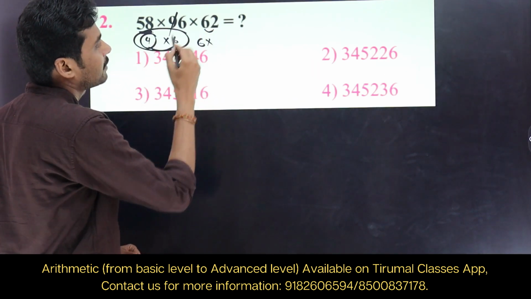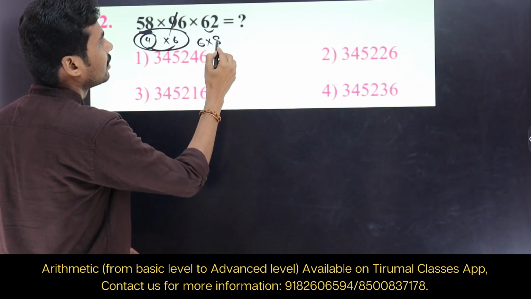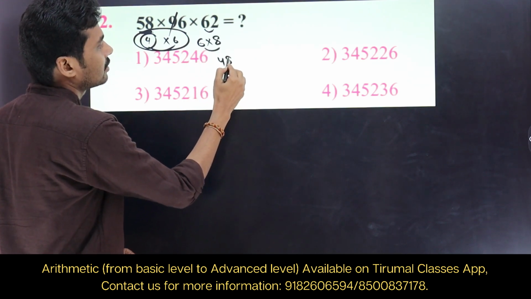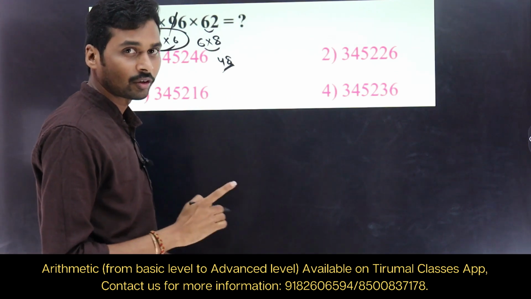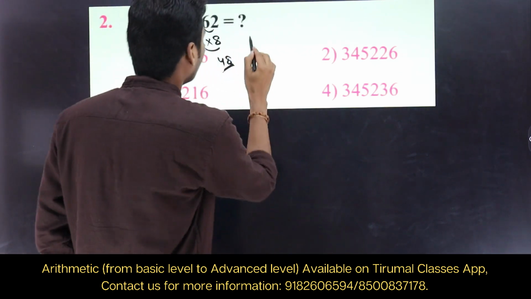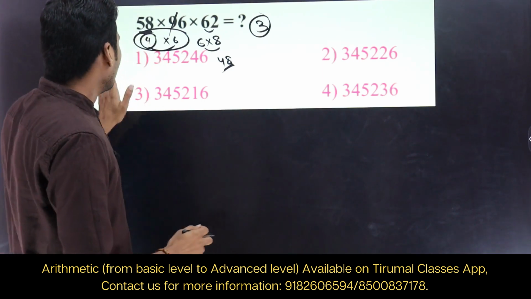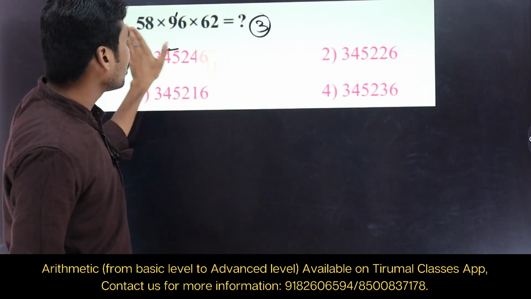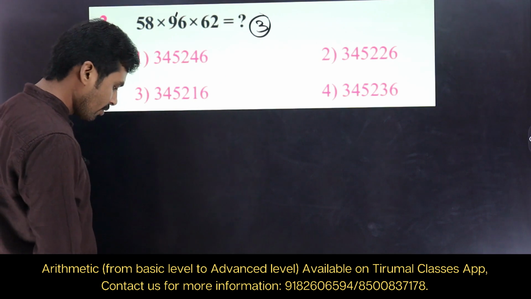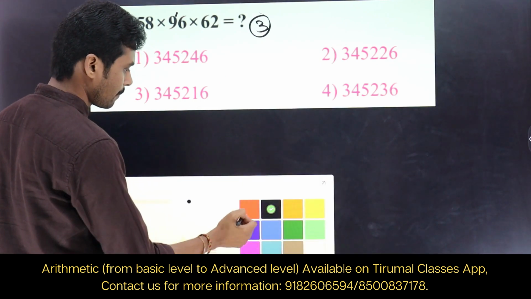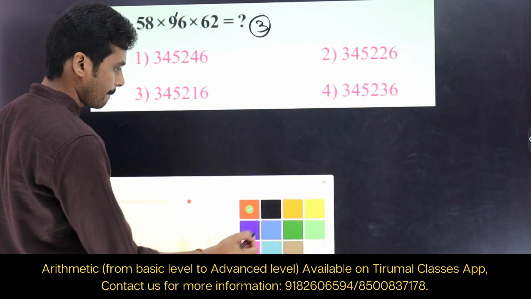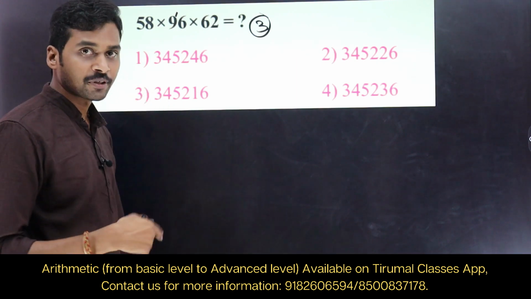Now 6 plus 2 is 8. 8 into 6 is 48, so 8 is the product... 4 plus 8 is 12. 12 means 1 plus 2 is 3. So what is the DS value? The DS value is 3. So now we go to check the options. You can just check the options now.